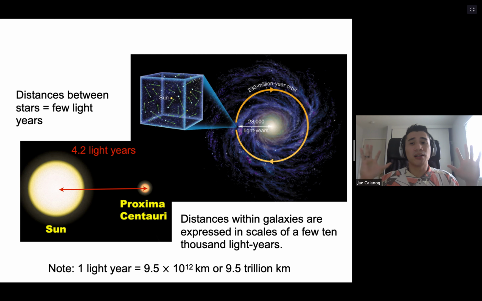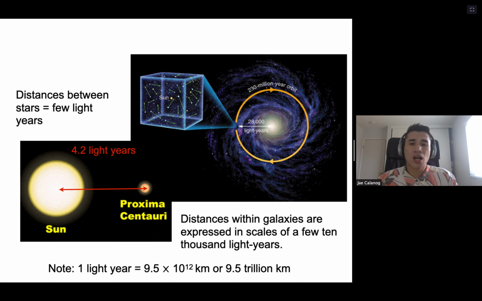Okay, now let's zoom out. Let's go outside of our solar system. Now, when you're talking about star to star distances, that has a big range. You can go from a few light years, for example Proxima Centauri, a couple light years away, 4.2, to tens or hundreds of light years away if you're looking at further stars.